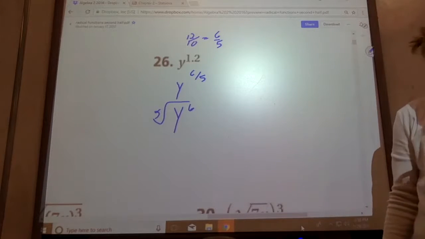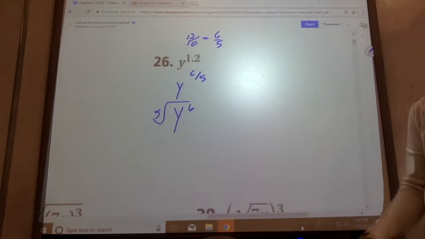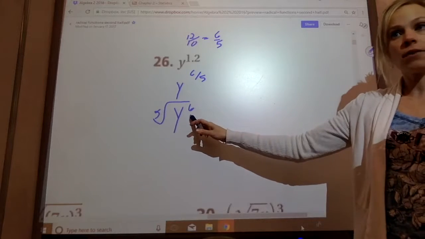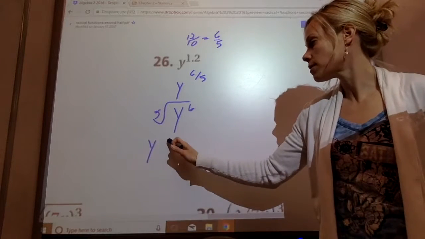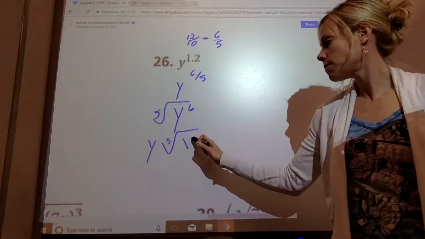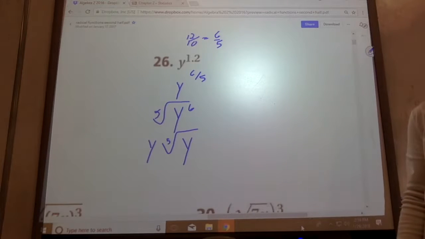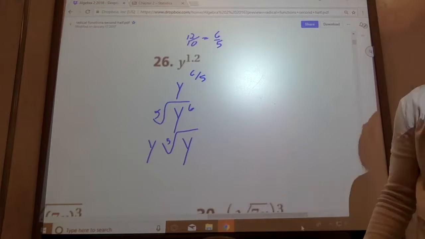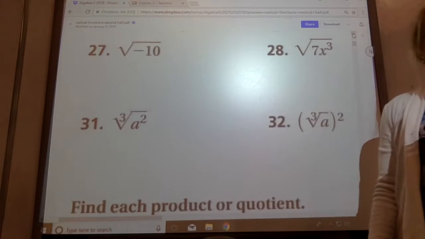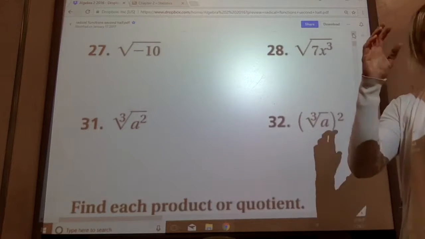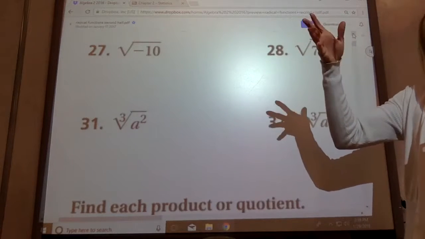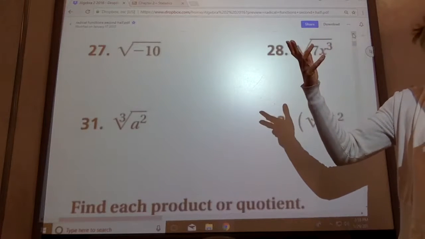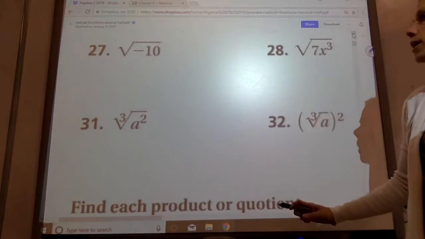So y to the 6/5, put that in radical form. Can I simplify that? Because I have 6 y's, I only need 5 to take 1 out. So it'd be y 5th root y. And I'm done. The other way is actually easier, because if you go radical to rational exponent, you can't simplify, you're just done. So it's a little bit easier going the other way.